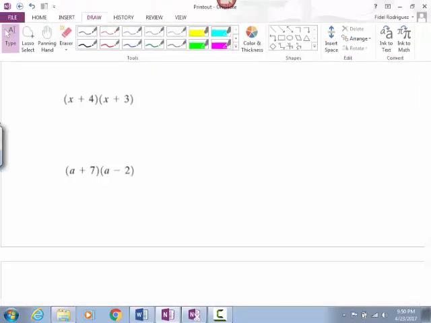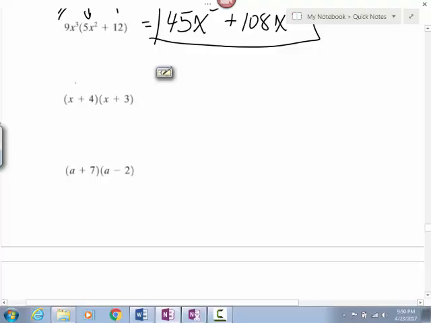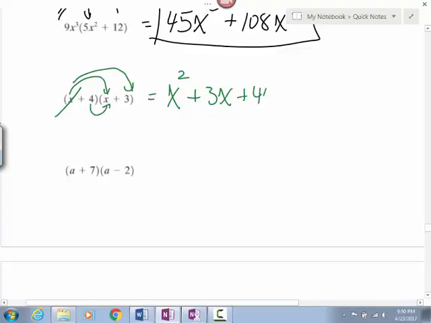We're multiplying two binomials. We're still using the distributive property. We're just using it twice. So we're going to go here. So x times x is going to leave us with an x squared. x times 3 will give us a 3x. We've already used that x, we don't need it anymore. So 4 times x is a plus 4x. And 4 times 3 is going to give us a 12.